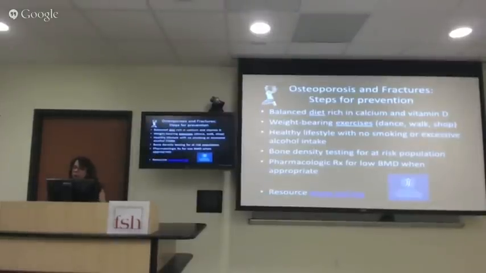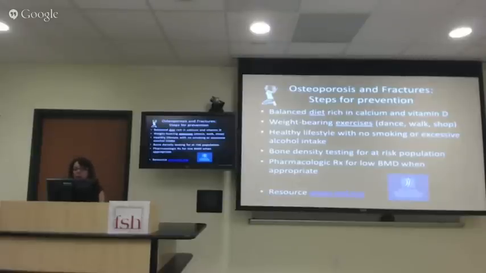Until we have those guidelines in place, I do recommend a few steps for prevention of osteoporosis and fractures. First of all, a balanced diet, which would be rich in calcium and vitamin D. Weight-bearing exercises. Doesn't mean you have to go to the gym every day, but walking, dancing, even shopping, anything that keeps you moving. Now, for those of you who are not able to walk, I'm just going to put a plug in. In San Diego, we have a very large wheelchair dance organization. Anything that keeps you moving, I would highly recommend.